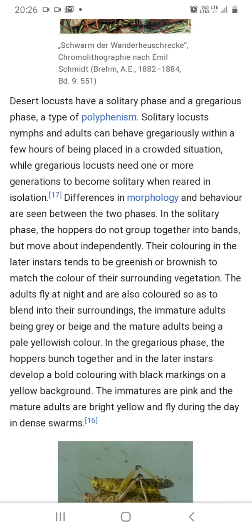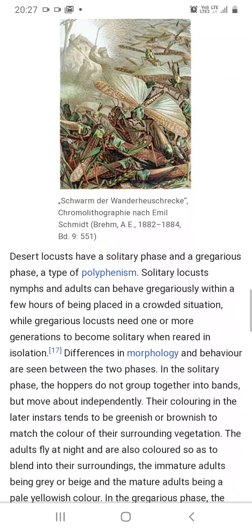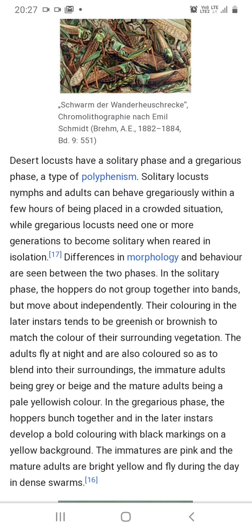Solitary locust nymphs and adults can behave gregariously within a few hours of being placed in a crowded situation, while the gregarious locust needs one or more generations to become solitary when reared in isolation. Differences in morphology, as you can see, the color of the two types and the structure is different. So differences in morphology and behavior are seen between the two phases.